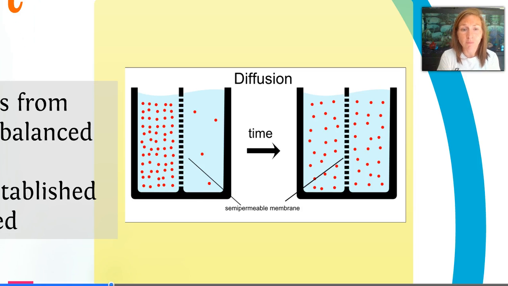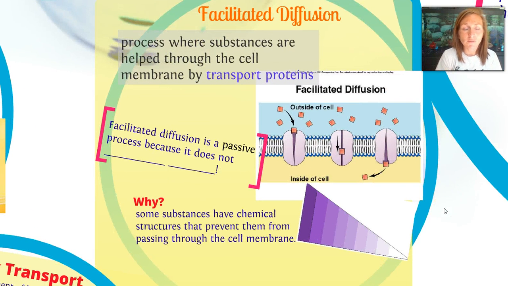You can see from this picture that over time, the substance on either side of that membrane is going to even itself out and reach what we call equilibrium, just meaning that the substances are balanced on both sides. Okay, there's another type of diffusion known as facilitated diffusion. This is where substances are helped through the cell membrane by transport proteins.